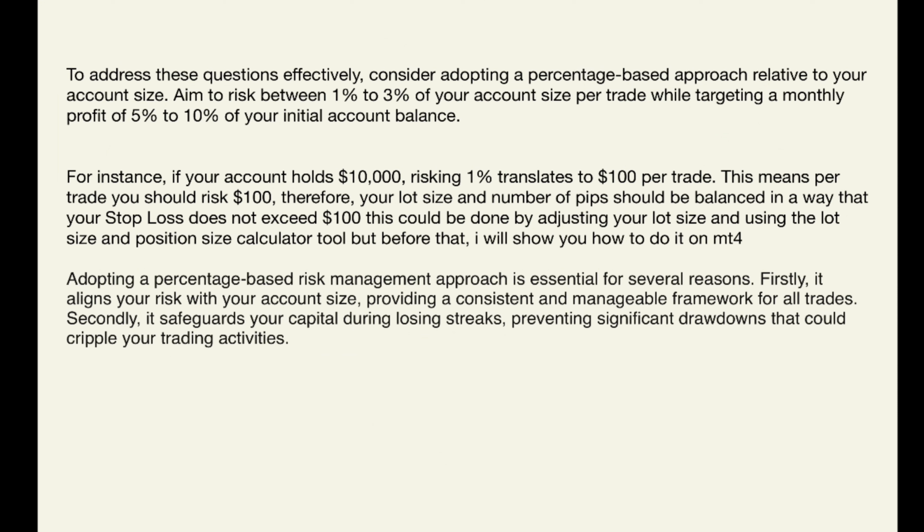I'm going to show you something on MT4, how we can play around with this. After that I'm going to show you the position size calculator tools, and we get to play around with those tools and see how we can make the best out of risk management. So now let's get into MetaTrader 4.